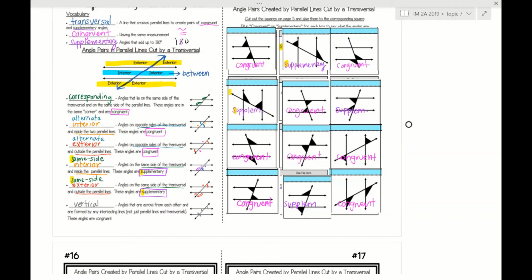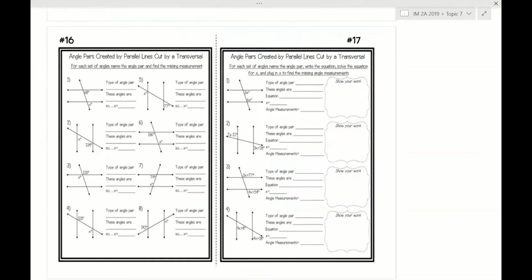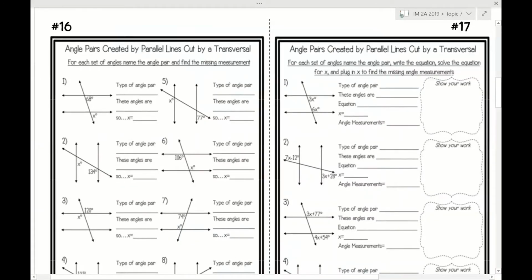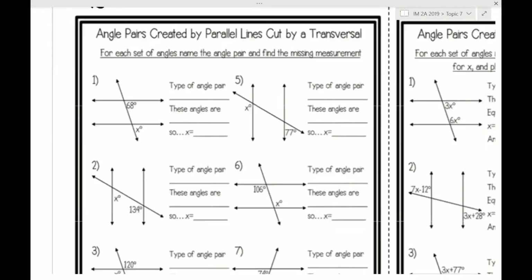On pages 16 and 17, we are going to apply these theorems. So you should have these already cut apart. On page 16, we have a little bit more basic properties where it's just x is the angle, so we're identifying that angle measure, versus on the right-hand side on page 17, where the variable is embedded in the expression for the angle. And so we have to solve for the variable and then plug it in to get the angle measures. So let's start on page 16.